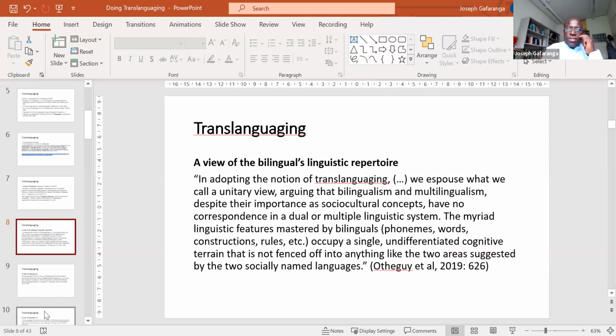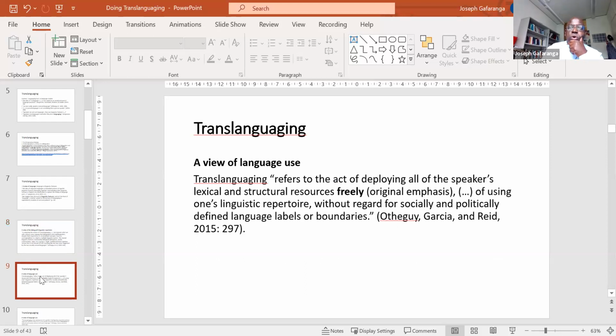So a unitary system of linguistic features, not necessarily of languages. And they're also based on a view of language use. And that's really the definition of translanguaging at the end of the day.